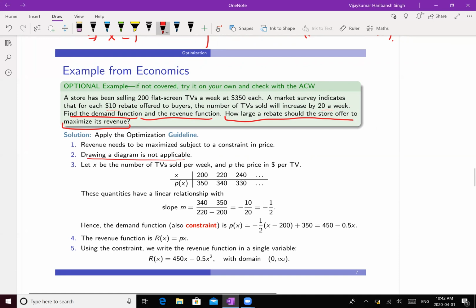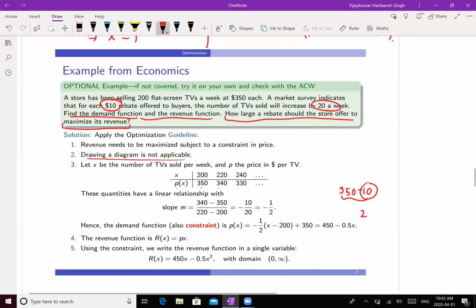now let's try to see the relation between the TVs sold and the price per TV. So let P be the price per TV and x be the units sold per week. So you'll have what? At 200, you have 350. If you have 220 TVs sold, then the price has to be 340 because the rebate is 10, right? So if we do a $10 rebate, that means we reduce $10 from here, and for this $10 there'll be an increase of 20 per week.